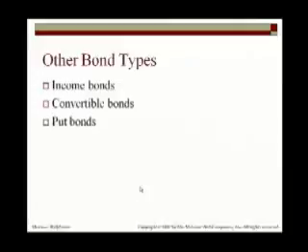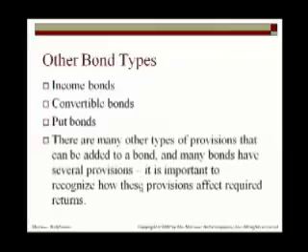A put bond gives the holder of the bond the right to give the bond back to the company. We talked about callable bonds. A call feature gives the company the right to demand that you surrender the bond. A put bond gives the owner of the bond the right to demand that the company take the bond back. So it works just the opposite. And many, many other types of provisions, and really what can't be added to a bond.